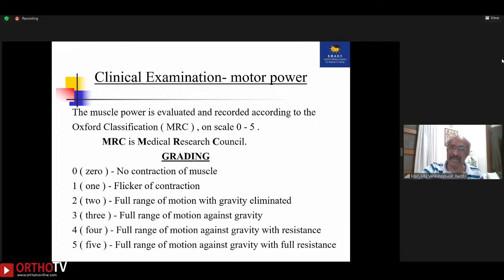And what's important is, once you have given the muscle power chart, the examiner may ask you to demonstrate one.